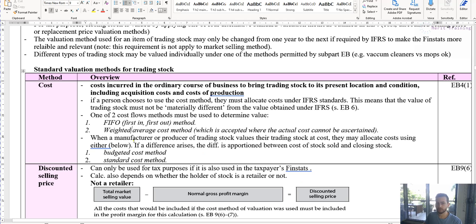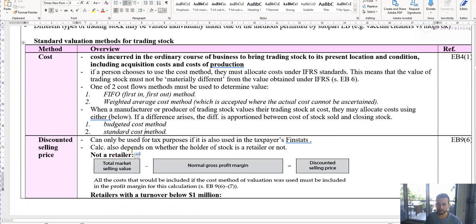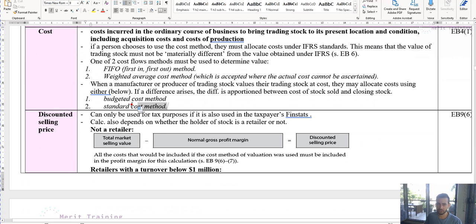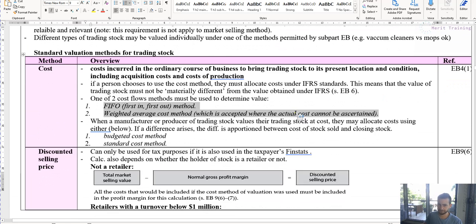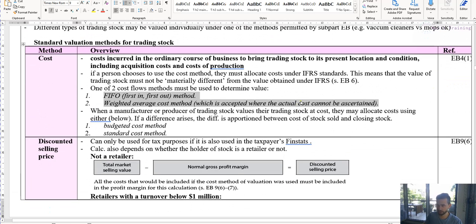Now, if you're a manufacturer or producer of trading stock, like you're not a reseller, you actually produce the stuff, you can also allocate costs using either the budgeted cost method or the standard cost method. So how much you're budgeting for it to cost, how much it costs under the standard method. We don't go into a lot of detail in this method. Generally, we deal with these two over here for cost. And the reference you need for the cost method of valuing trading stock is over here. It's EB41. Remember, whenever you write an exam question, less important for the quizzes, but definitely important for your final exam, you need to include section references for the tax module.